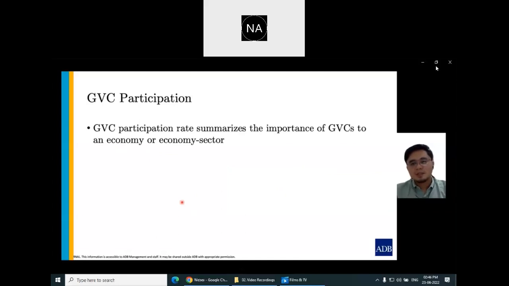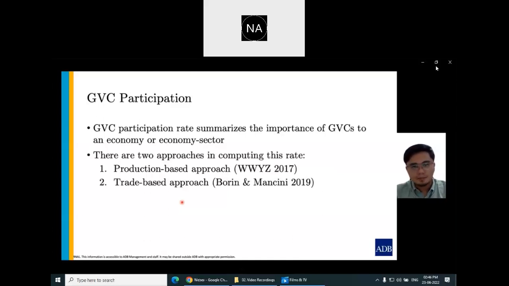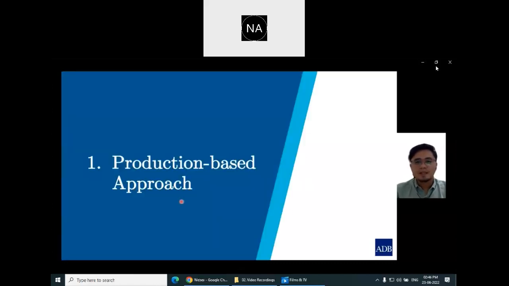GVC participation measures the importance of GVCs to an economy or an economy sector. In this session, I'll discuss two approaches in measuring GVC participation. The first one is the production-based approach following Wang, Wei, and Zhu in 2017. And then the second one is that of the trade-based approach following Borin and Mancini 2019. First, let's discuss the production-based approach.